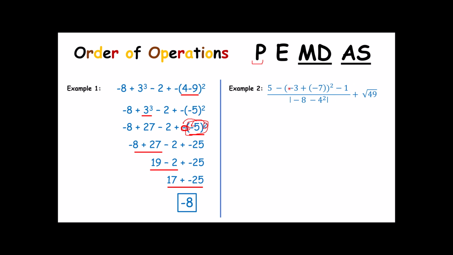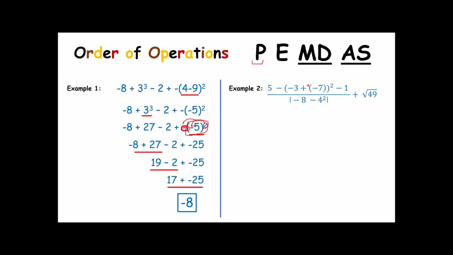So if I look at the top and I'm looking for what comes first, I'm going to do what's on the innermost parentheses, negative 3 plus negative 7. When I look at the bottom, the first thing I'm going to do is what's inside of this grouping symbol. Notice it's absolute value bars. Inside of there, I have subtraction and an exponent.